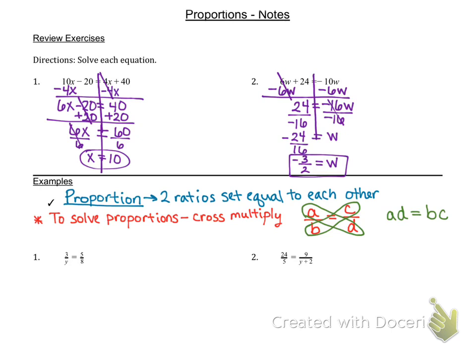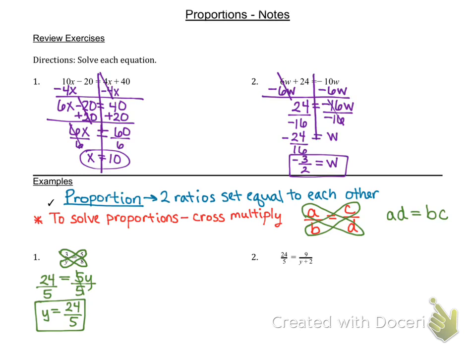Let's look at number 1. Let's now try this. So we have 3 over y equals 5 over 8. So I'm going to cross multiply. I'm going to do 3 times 8 and set that equal to 5 times y. Well, 3 times 8 is 24, and that's equal to 5 times y. Next, I'm going to solve for y by dividing both sides by 5. And then we have the fraction y equals 24 fifths. And we could leave it as a fraction.